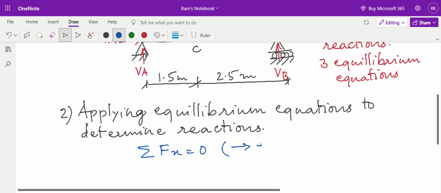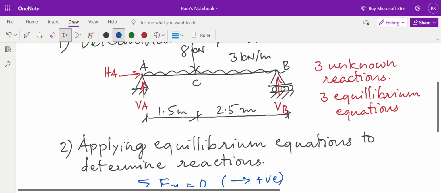My assumption is all the forces acting towards the right-hand side I will consider as positive. Now these assumptions can be person specific. I will take right-hand side as positive x axis, upward as positive y axis, and clockwise moments in the xy plane as positive. There can be different sign conventions also, but these are my sign conventions.